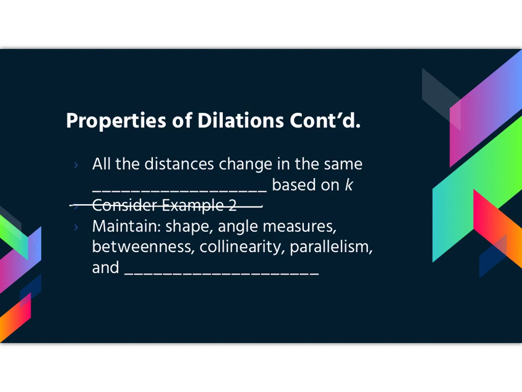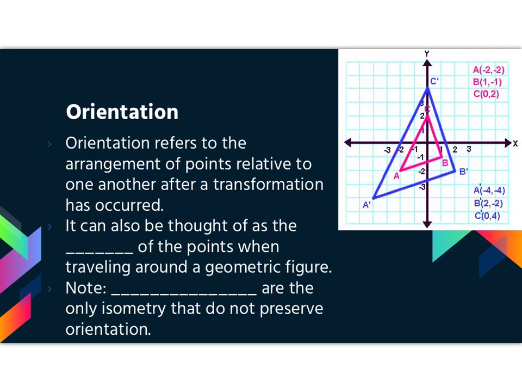So the last few properties of dilations are that all the distances change in the same proportion based on K, the scale factor. They also maintain shape, angle measures, betweenness, collinearity, parallelism, and orientation. Orientation refers to the arrangement of points relative to one another after a transformation has occurred. It can also be thought of as the order of the points when traveling around a geometric figure.